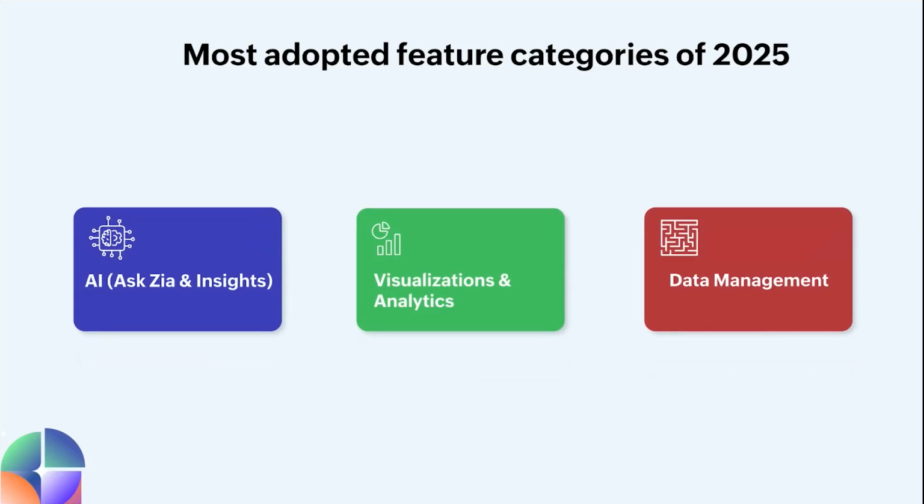And looking into the most adopted feature categories, the main topic of our webinar today, I have categorized all the 10 features into 3 different sections. So the first one is AI, Ask Zia and Insights. The second one is going to be visualization and analytics. The third one, data management. So you'll be seeing all the 10 features falling under these 3 categories.